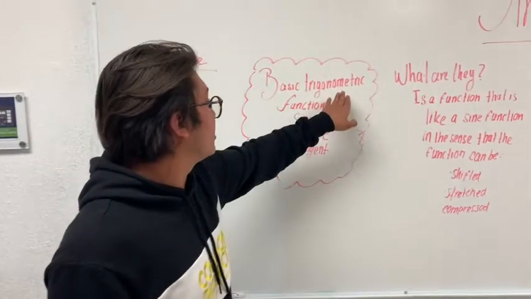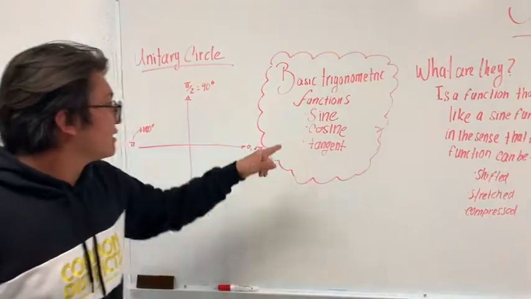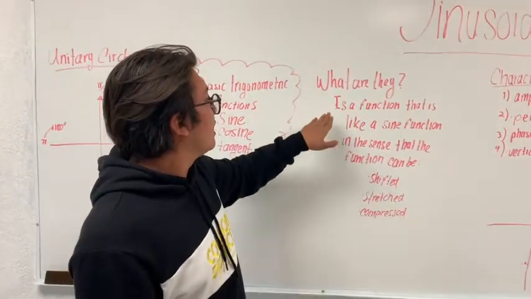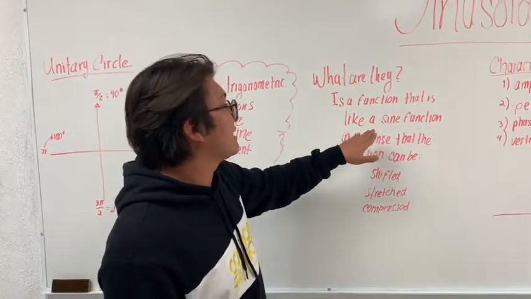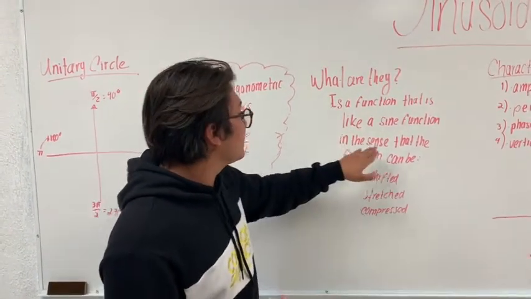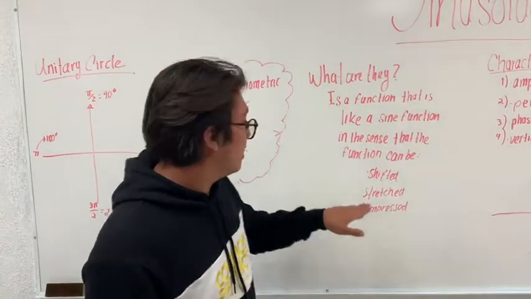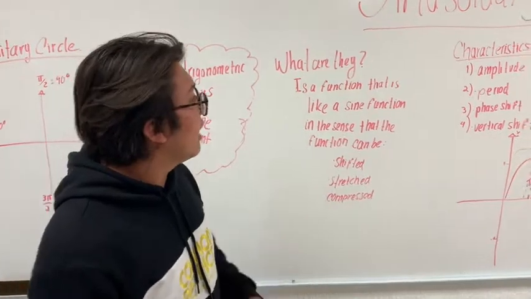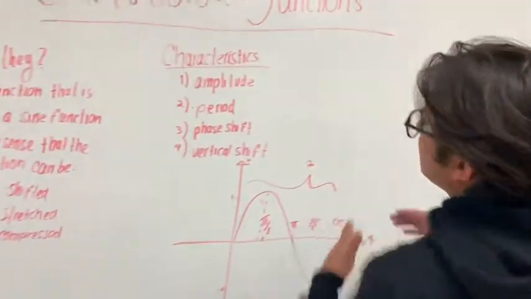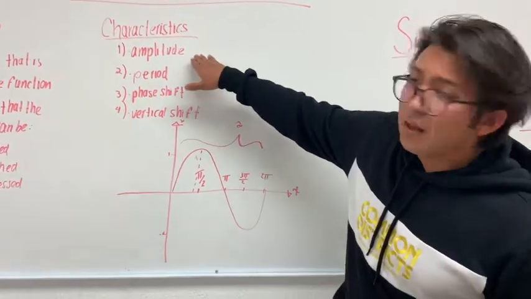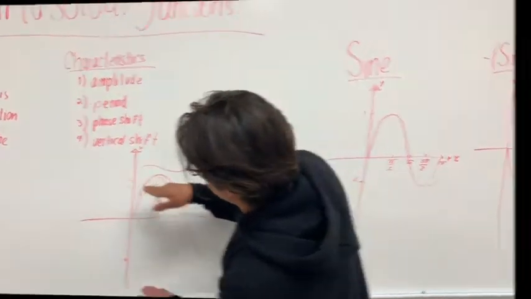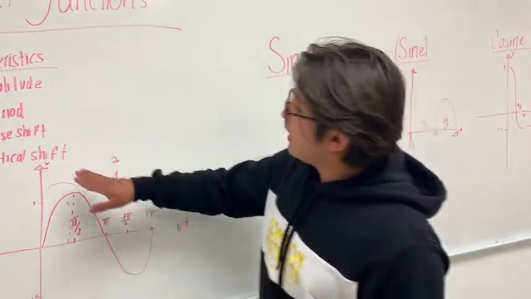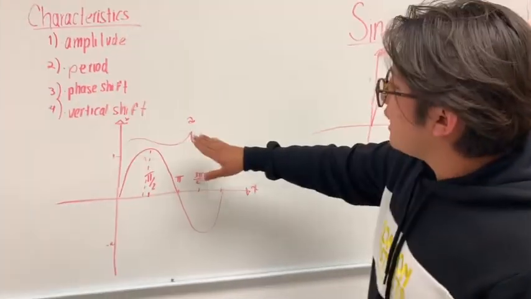The basic trigonometric functions are sine, cosine, and tangent. They are functions whose graphs can be shifted, stretched, and compressed. Their characteristics are amplitude, in this case 1 and -1, period, pi over 2, phase shift, and vertical shift.